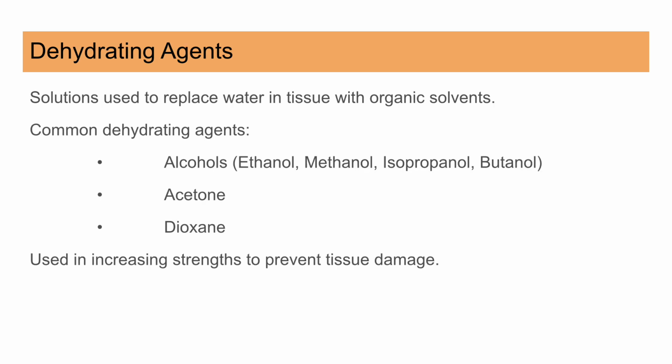So what are dehydrating agents? These are solutions which are used to replace water in tissues with organic solvents. Common dehydrating agents include alcohols such as methanol, ethanol, isopropanol, and butanol. Next are acetone and dioxane. These agents are used in increasing strengths to ensure effective dehydration while preventing tissue damage. Proper use of these solvents is crucial for maintaining the integrity of tissue samples.